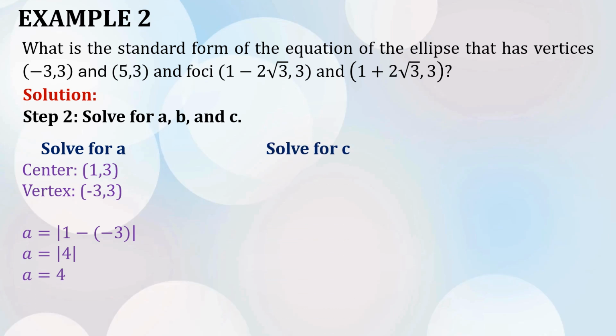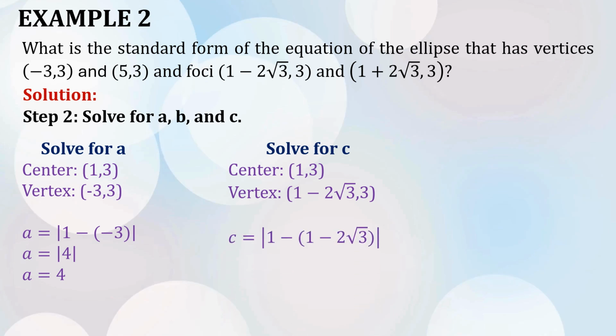And to solve for c, we'll use our center, which is (1, 3), and one of our foci. Say we have (1 - 2√3, 3). Again, since our y coordinates are the same, we'll get the absolute value of the difference in the x coordinates of our center and the focus. That will give us the absolute value of 1 minus (1 - 2√3). This is just the same as the absolute value of 1 - 1 + 2√3. So 1 minus 1 becomes 0, and this will just give us the absolute value of 2√3, which is just equal to 2√3.